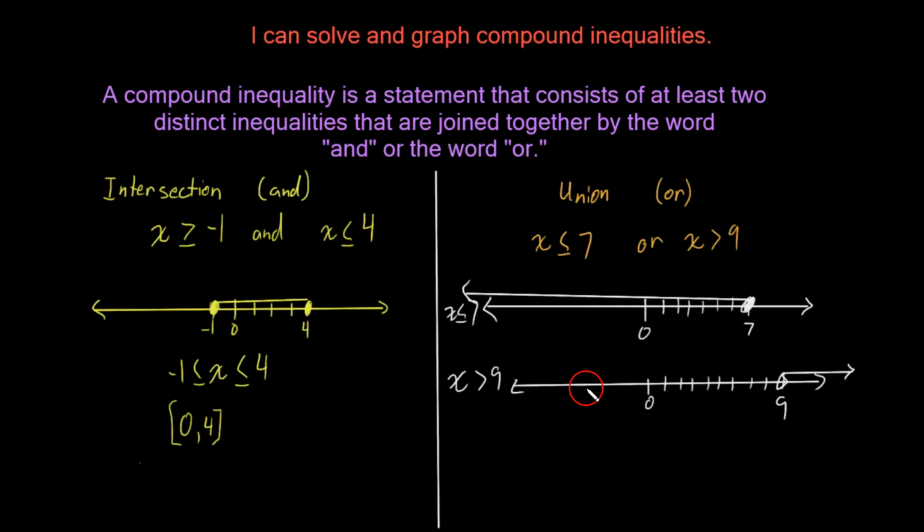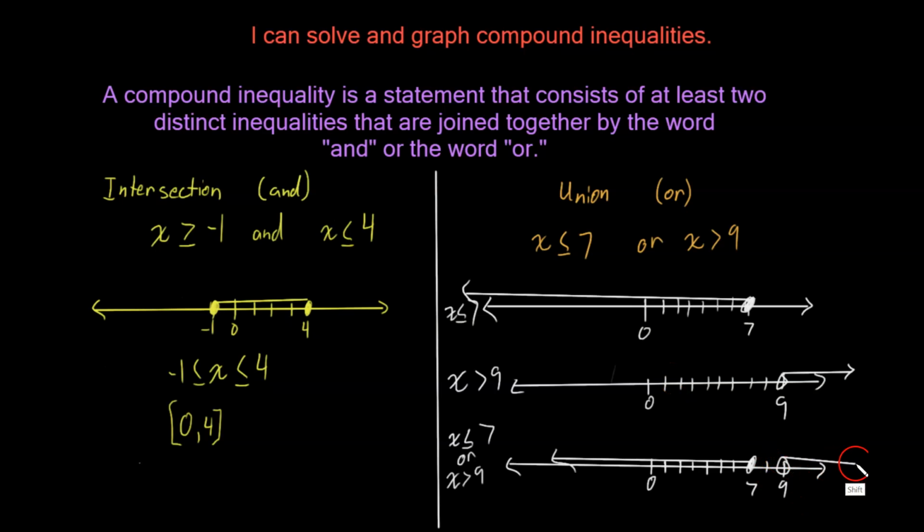So the graph for the union of these two would look something like this. We'd find 7 and we'd fill it in, and we're moving to the left, and then we'd find 9 and we'd leave it open, and we are moving to the right. Okay, so that would be the graph of this union right here.